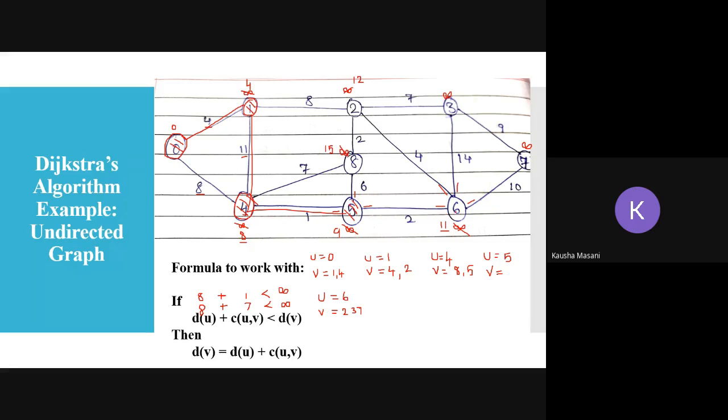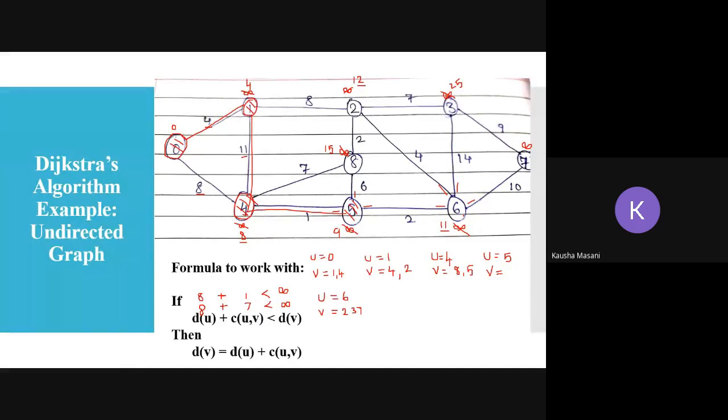Now go and check again. Distance of 6 is 11. 11 plus 4 is 15. Is 15 less than 12? Because at 2 we have a finite value, 15 is not less than 12, so we don't need to update this 12. It is already the shortest distance possible. Now check for 3. 11 plus 14 gives me 25. 25 is obviously less than infinity, so you are going to update infinity to 25.